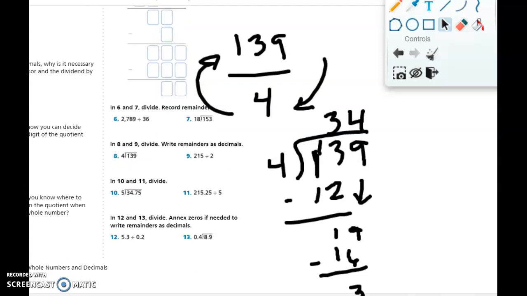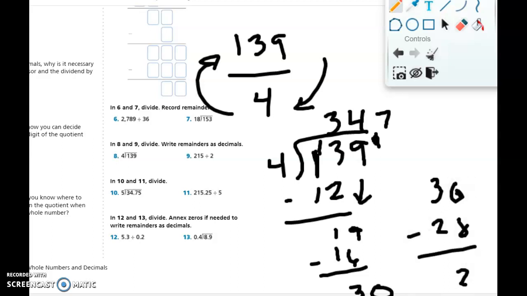Now what I have to do is go up and put a decimal point up here, right beside the 34. And that's going to allow me to then add a 0 to my remainder and continue to divide. So now I'm dividing 4 into 30. Well, I know that 4 goes into 30 7 times, and 7 times 4 is 28. So let me show you what it looks like since I'm running out of screen. Then I subtract and I get 2, right?